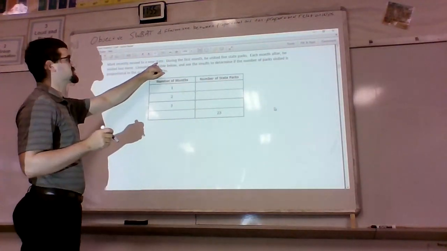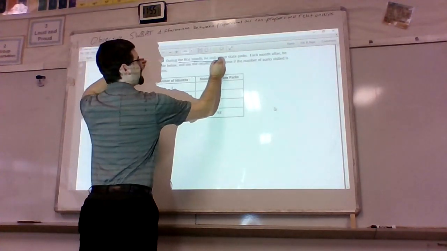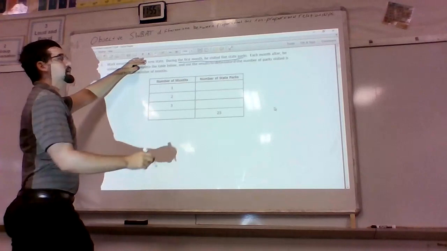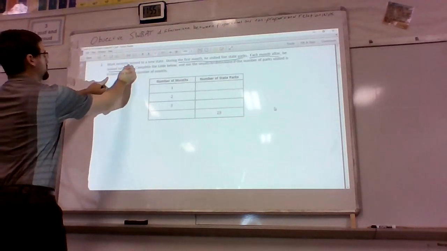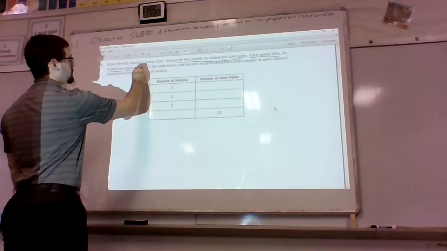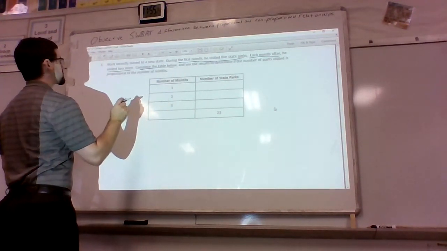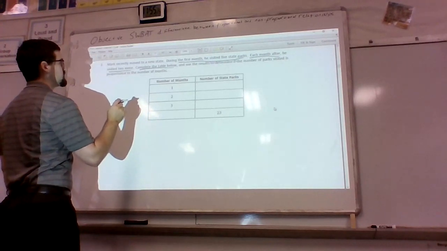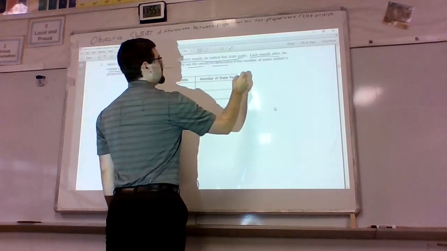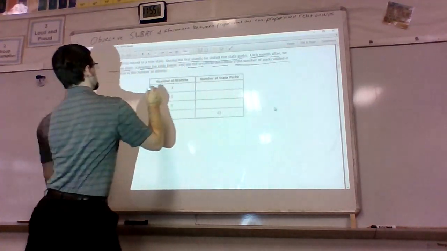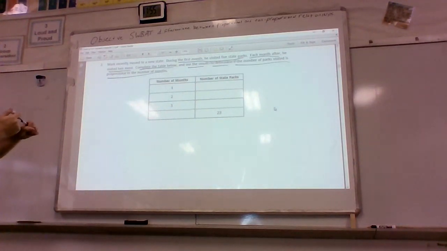Mark recently moved to a new state. Nope. Okay, the first month, he visited 5 state parks. Each month after, he visited 2 more. Complete the table below. That's what we need to use. Use the results to determine if the number of parks visited is proportional to the number of months. All right, we got our information.